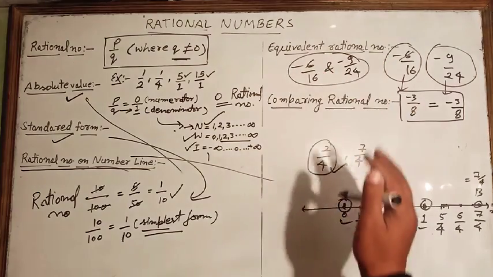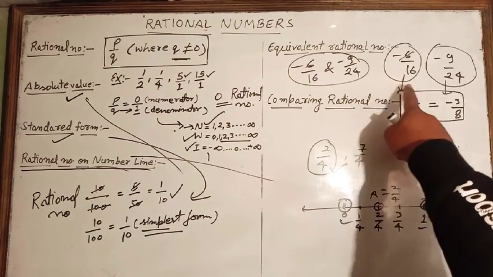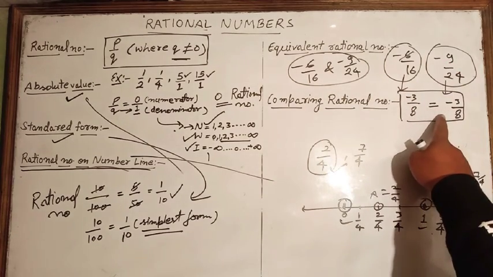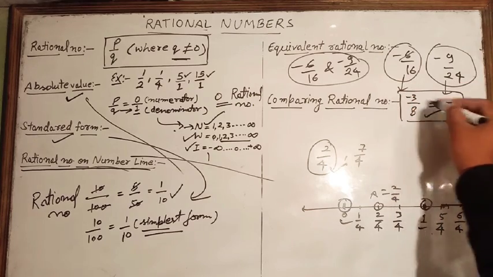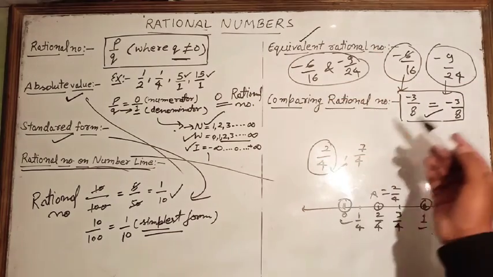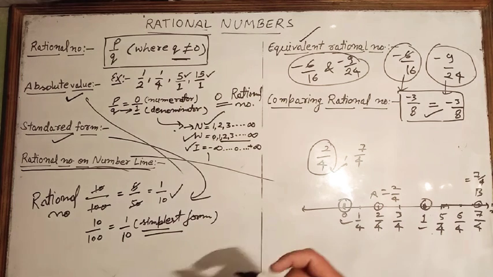How will you find out? First you will write all the fractions in the simplest form, and then you will compare them. Are both equal or not? If both are equal, then you will write that they are equivalent. If both are not equal, then they are not equivalent.